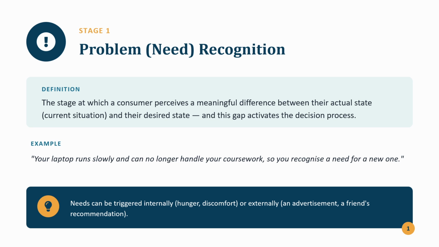Now, this need can come from an internal trigger, such as discomfort or hunger, or needs can come from external triggers, such as advertisements, social media posts, or even a friend's recommendation. जब कंज्यूमर को लगता है कि मुझे कुछ चाहिए, तब डिसीजन मेकिंग प्रोसेस स्टार्ट होती है.